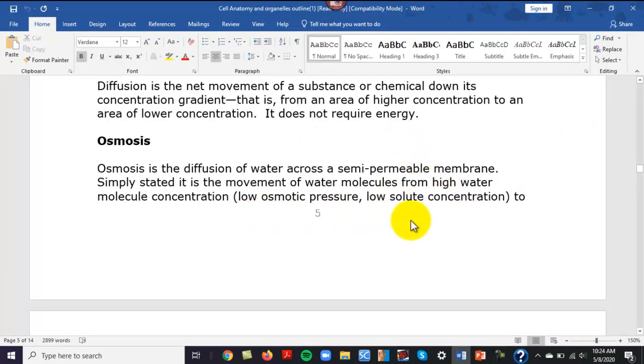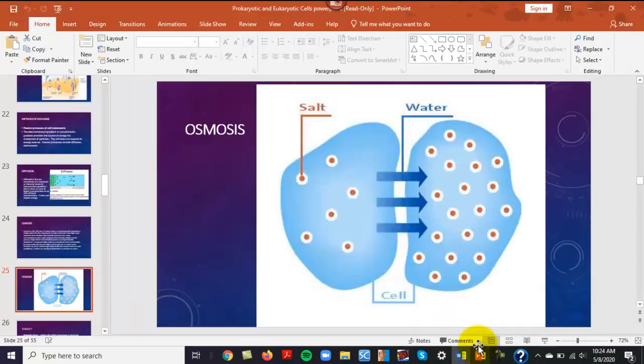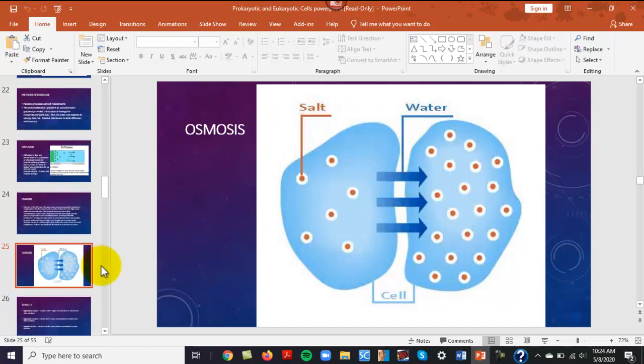Yeah, low solute. And when you're talking about fluids in chemistry, solvents are fluids. Solutes are particles that are dissolved within a solvent, or in this case water. Salt would be a solute. So just remember, water always follows the solids, always.